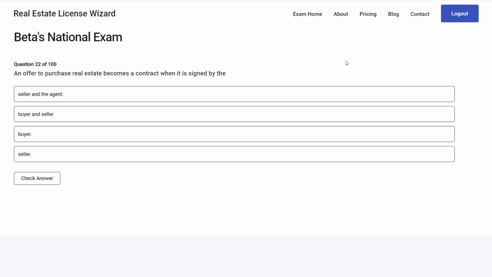An offer to purchase real estate becomes a contract when it is signed by, and this gives us four options: the seller and the agent, the buyer and the seller, the buyer, or the seller. So think about that one for a moment.